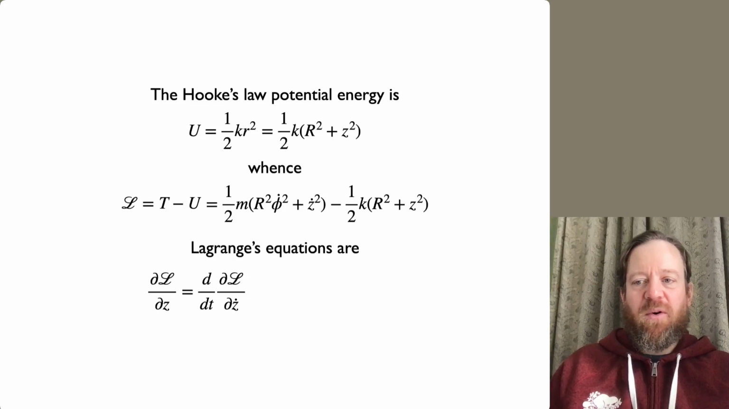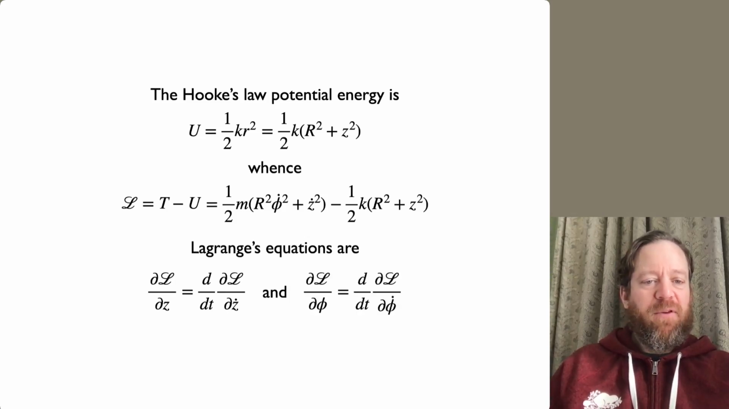So we have two different coordinates that we're concerned with, phi and z. I'll deal with z first. So Lagrange's equation for the z coordinate will have ∂L/∂z being equal to d/dt of ∂L/∂z dot. For the phi coordinate, we will have ∂L/∂phi being equal to d/dt of ∂L/∂phi dot. So we take our Lagrangian, we substitute it in, and this will give us the equations of motion that we need to understand how this particle is going to move along the surface of this cylinder.